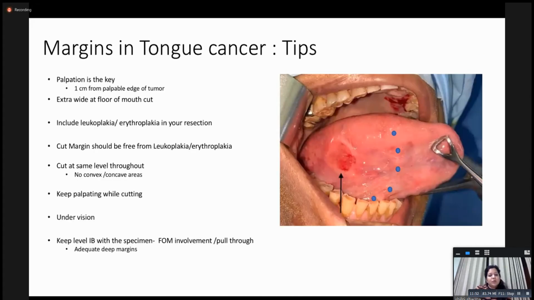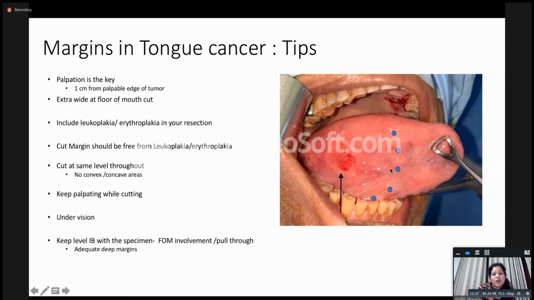Other important things which must be remembered while taking margins and doing excision in tongue cancer is that you must palpate the tumor. Whenever you mark your line of resection, it should not be based only on inspection, but on palpation, because there might be a possibility that the tumor is actually reaching here, and then if you take an inadequate margin, you will get less than 5 millimeter in final histopathology. Be extra wide at the floor of mouth, because this is the most problematic area most of the time.